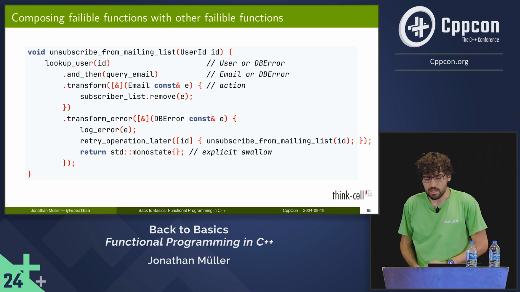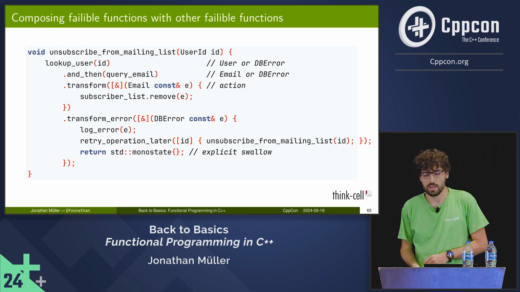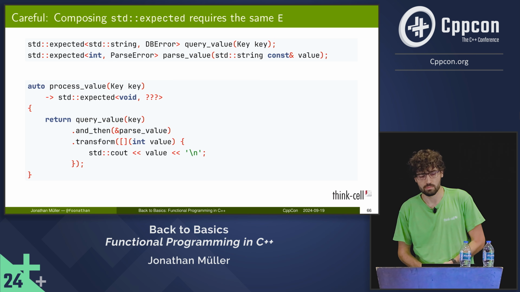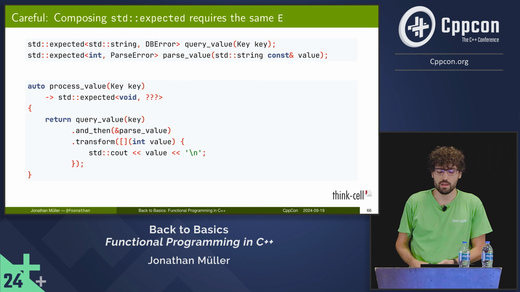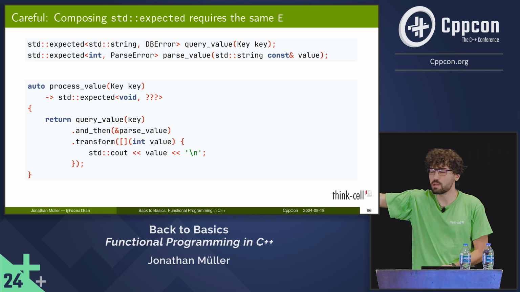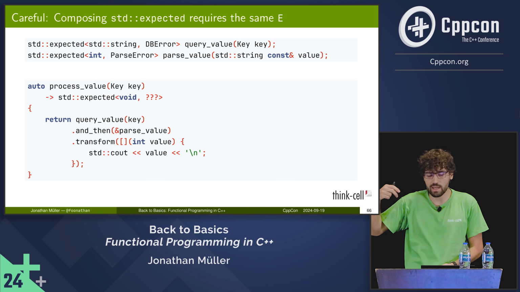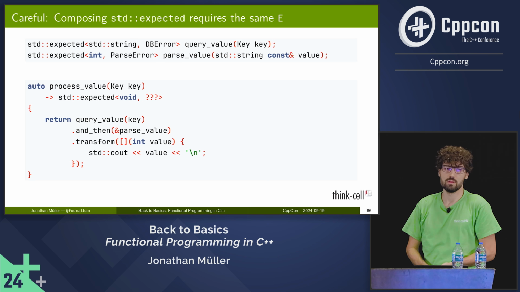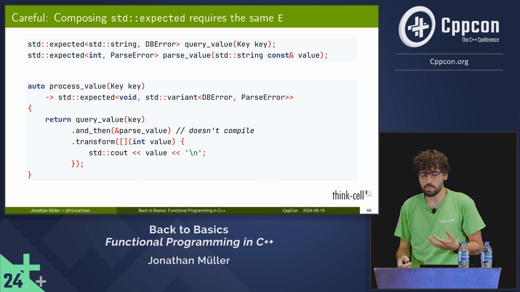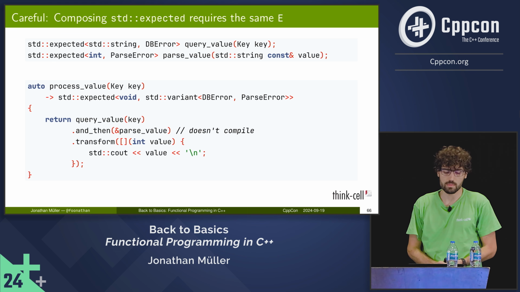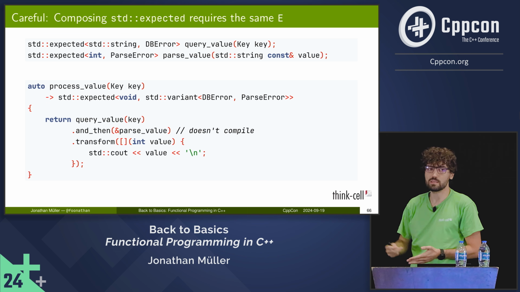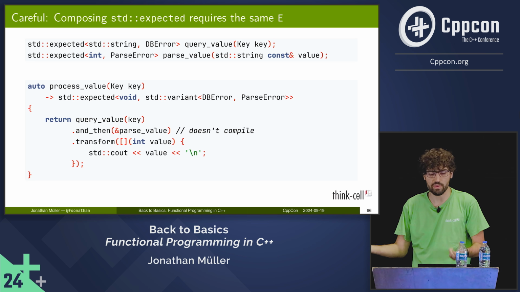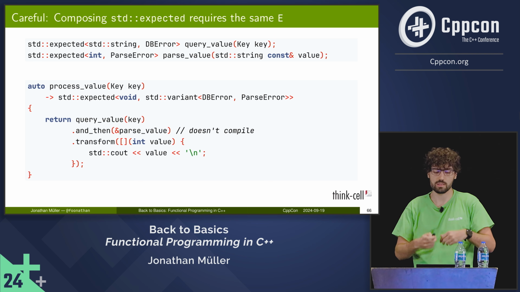Now, one downside of using expected for this is that expected requires the same error type the entire way through. So if we want to first query a string and then parse that string into an int, which can result in different errors, then we cannot just use and then to compose them, right? Because like, what's the error type? Well, the error type is like either db error or parse error, right? But sadly, and then doesn't compile, right? And then requires that the expected and the expected from the function are the same error type, or like at least convertible.